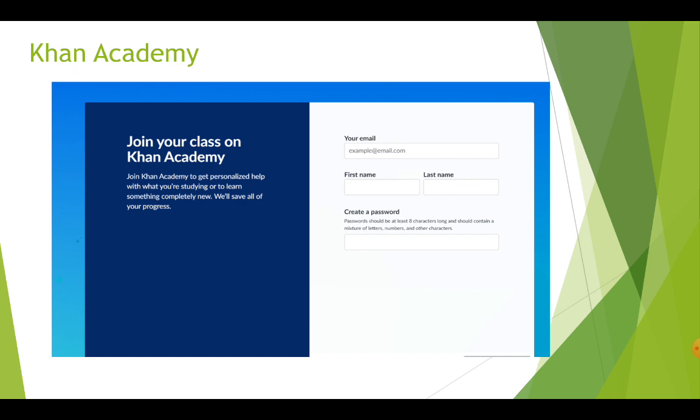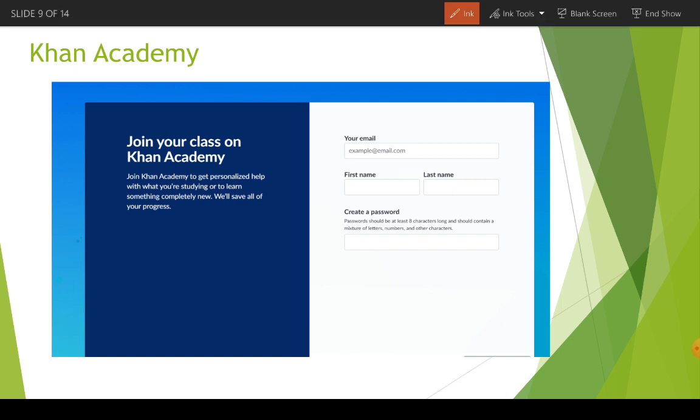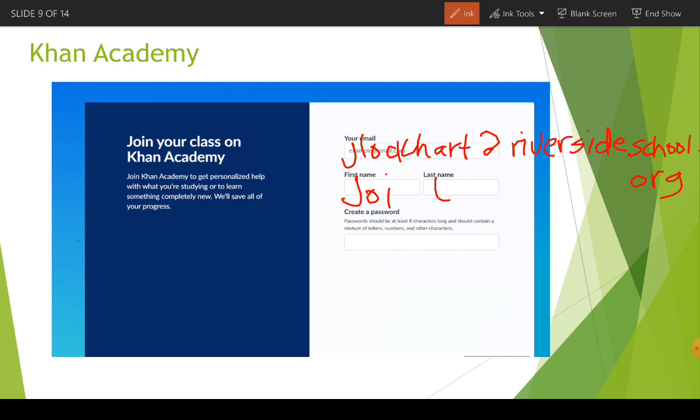Then you're going to enter your email, your first name and your last name, and then create a password that you will remember. So for example, I would type in jlockhart@riversidehighschool.org. Okay, you don't have to use your Riverside email. You can use whatever email you'd like, okay? Then I put my first name here, and then my last name in here, just like that. And then I would create a password that I could remember forever. Okay, go ahead and do that.